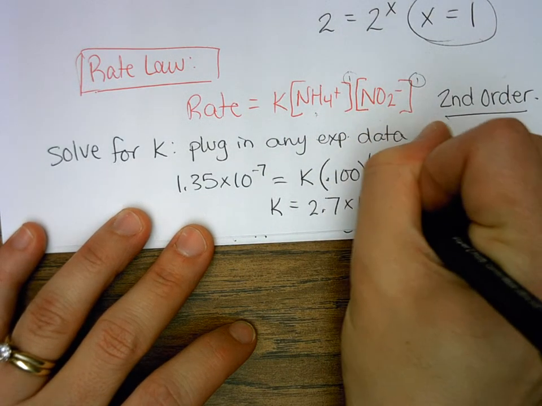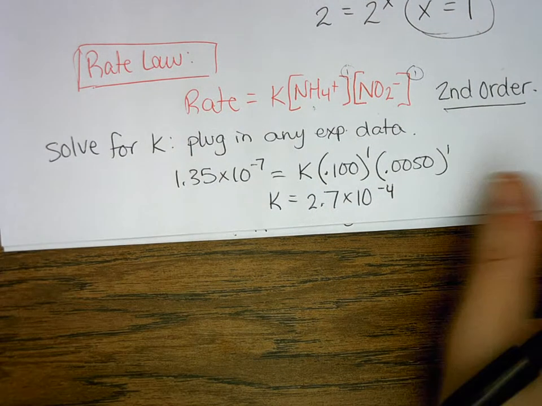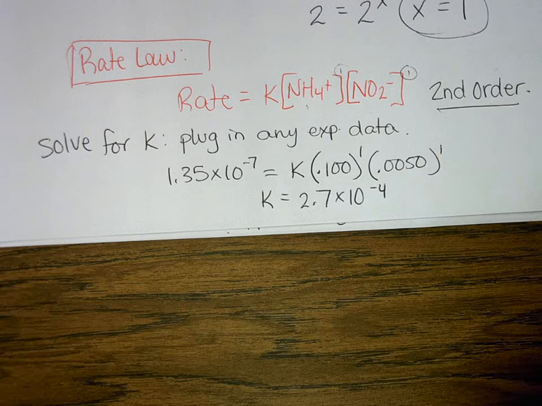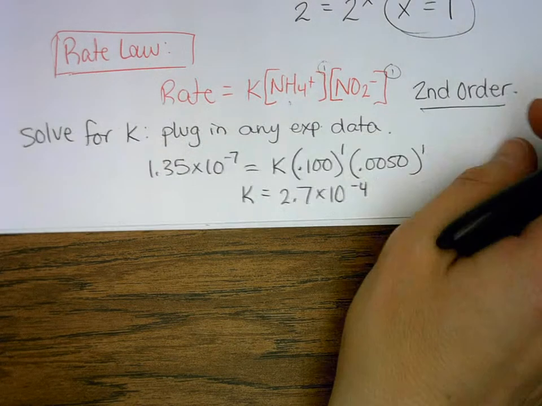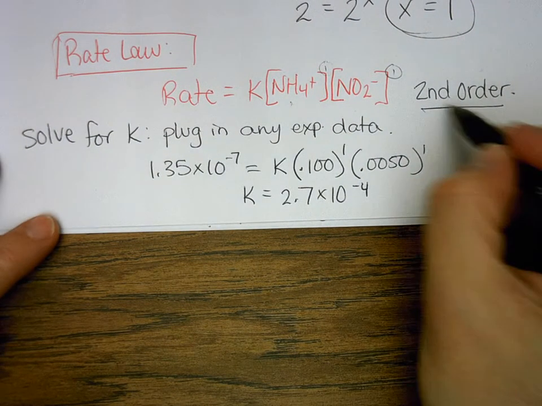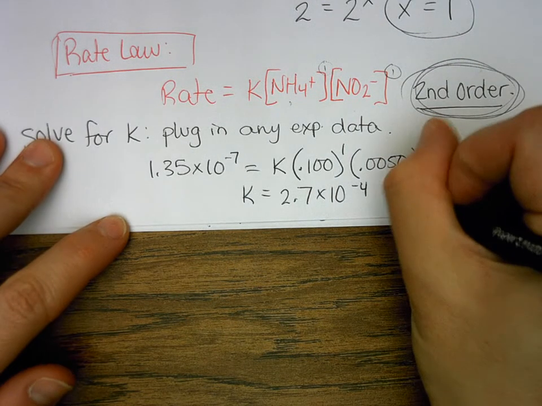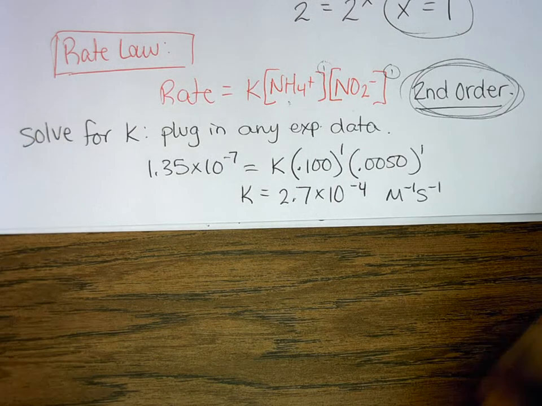Do not just leave the answer for K without units. Your K needs to have units. We talked about how to figure out what those units are. This is a second order reaction. We talked about that. You can look back in your notes, or you could go through and derive what those units are going to be. Molarity^-1, seconds^-1. Okay?